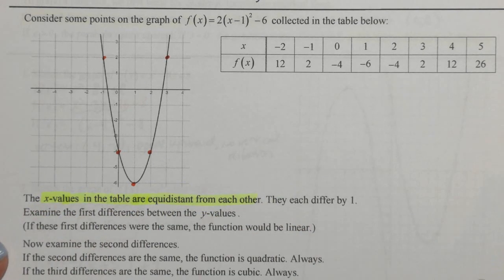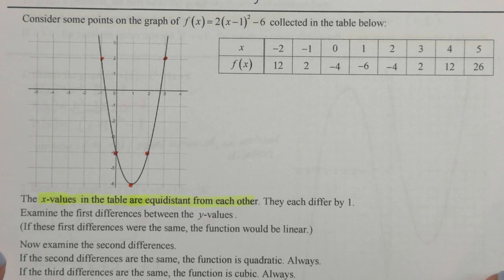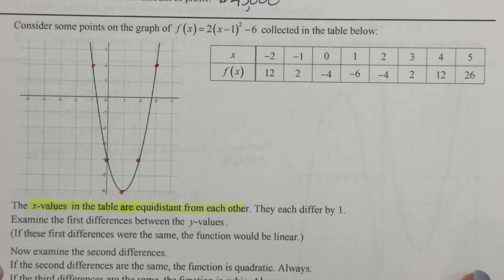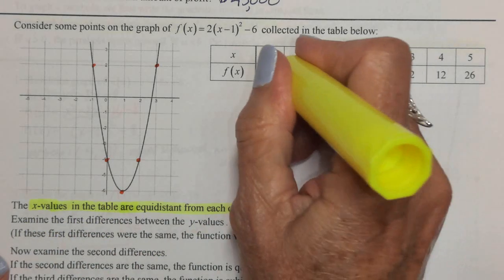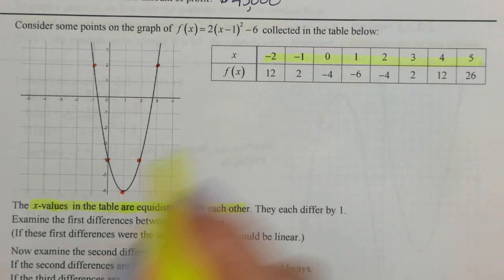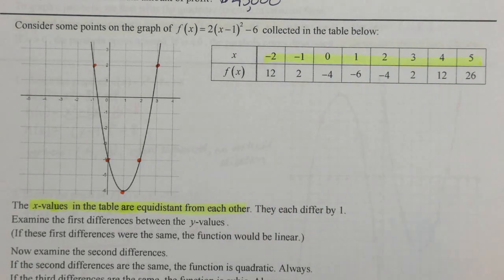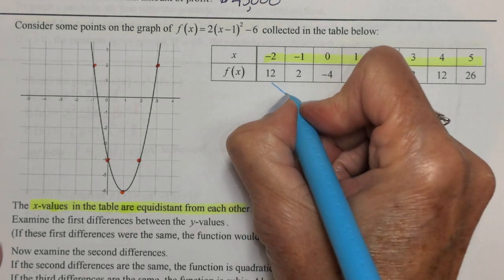Okay? First of all, notice that the x values in the table are equidistant from each other. That's key for what I'm about to do. They each differ by 1 this time, okay? But we can only do what I'm about to do if the x values are equidistant from each other, and they are, okay? Now, we're going to examine the first differences between the y values, the first differences.